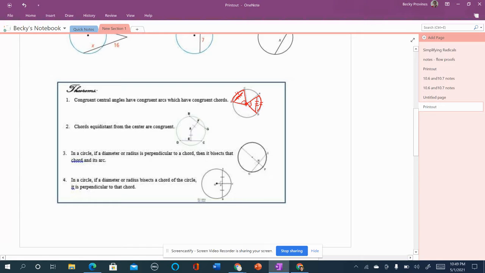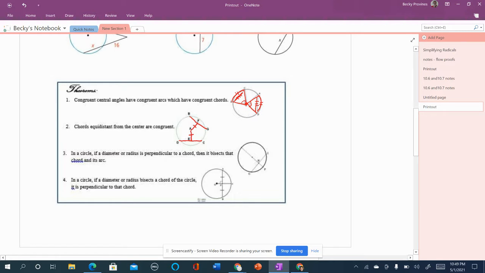Now, we use the second theorem a lot. It says that chords equidistant from the center are congruent. So they're going to have these little segments like AE and AF, and they're going to be marked as congruent. And that's going to indicate that these chords are both going to be the same length.